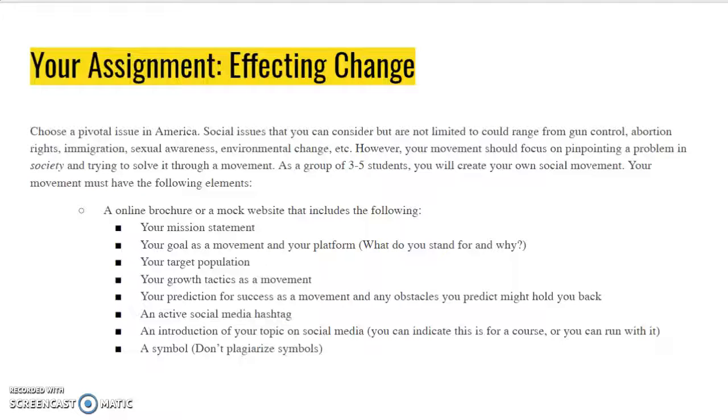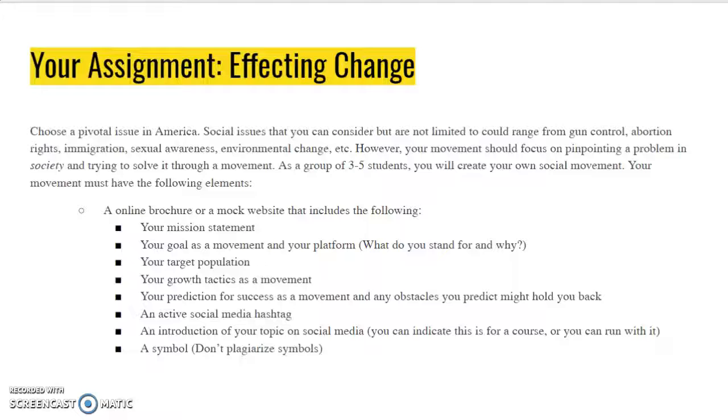So they would choose a pivotal issue in America. So any social issue that they are passionate about, such as gun control, abortion, environmental change, etc. And usually at this stage for college students, they have a passion about a certain subject. So it's really not that hard for them to develop or choose their issue. But if you're working with some younger students like middle school or high school students, they might not have that awareness yet. So you might want to coax them into finding a topic that would be appropriate for them and for their age group. Groups will work in 3 to 5 students to create their own social movement.